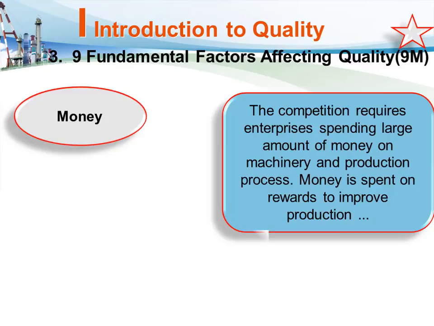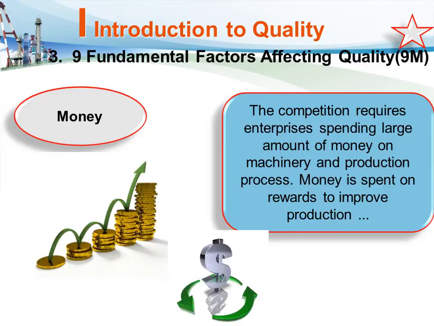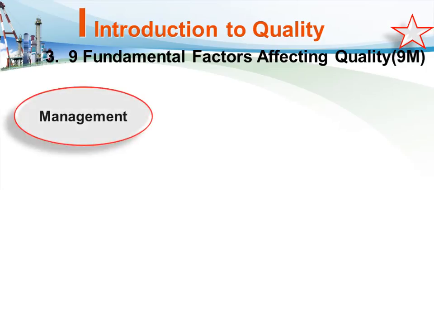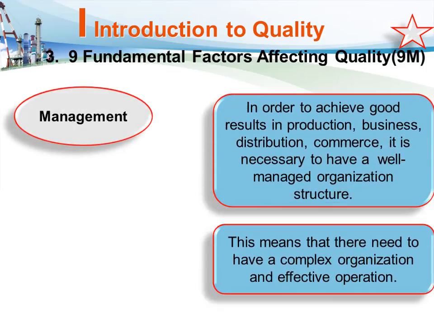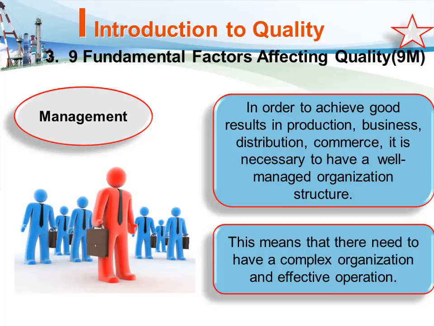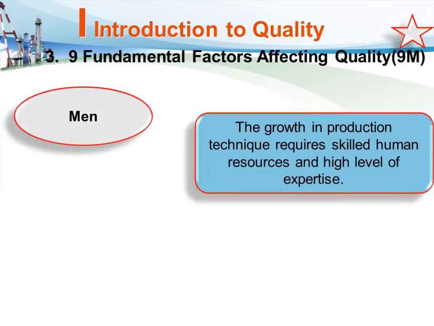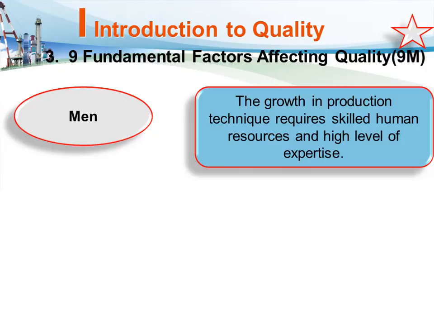The third M, management. In order to achieve good results in production, business, distribution, and commerce, it's necessary to have a well-managed organization structure. This means that they need to have a complex organization and effective operation. The fourth M, man, human resources. The growth in production technique requires skilled human resources and a high level of expertise.